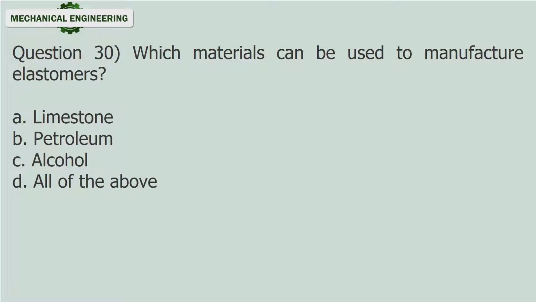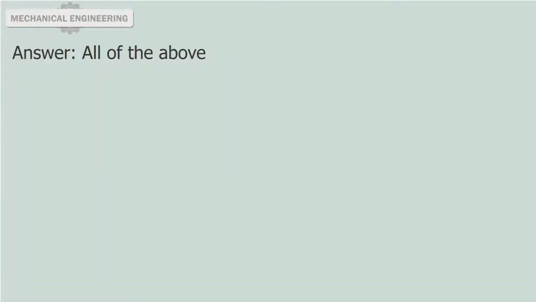Question 30. Which materials can be used to manufacture elastomers? A. Limestone. B. Petroleum. C. Alcohol. D. All of the above. Answer: All of the above.